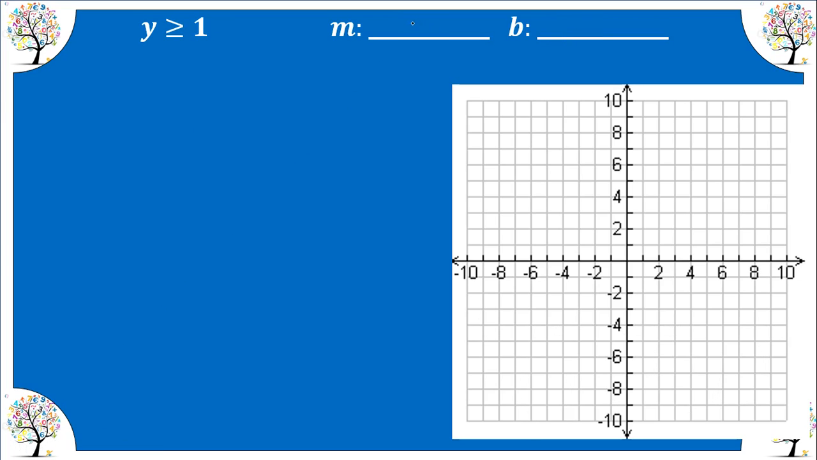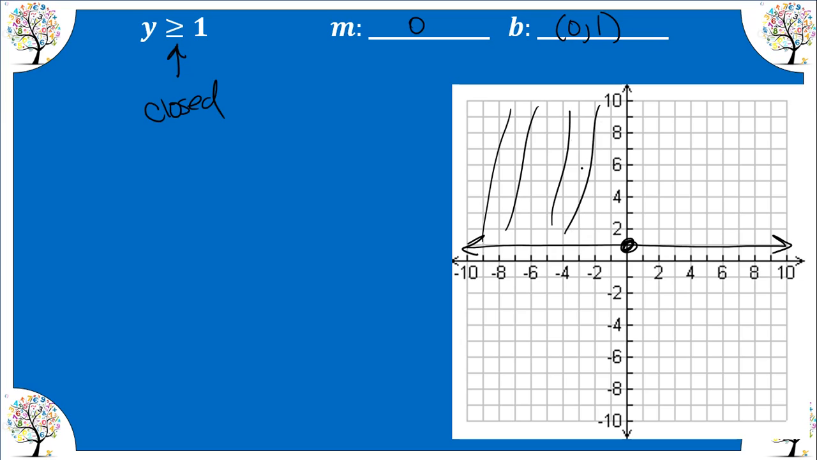Here we have another horizontal line, a slope of 0, and our y-intercept is 0, 1. We have the equal part, so this is closed, so we have a solid line. It says y is greater, so we're going to shade the upper region.